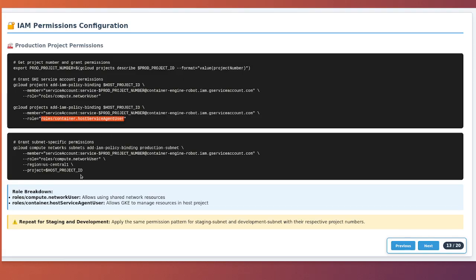Subnet level permissions implement the principle of least privilege. Instead of granting access to the entire VPC, we grant access only to the specific subnet each project should use. Notice how we configure permissions for each environment separately. Production clusters can only access production subnets. Staging clusters only access staging subnets, and so on.